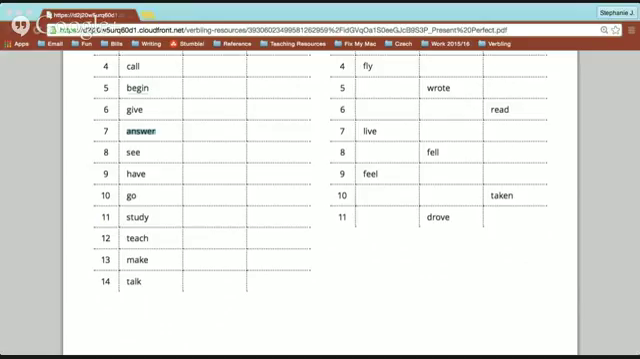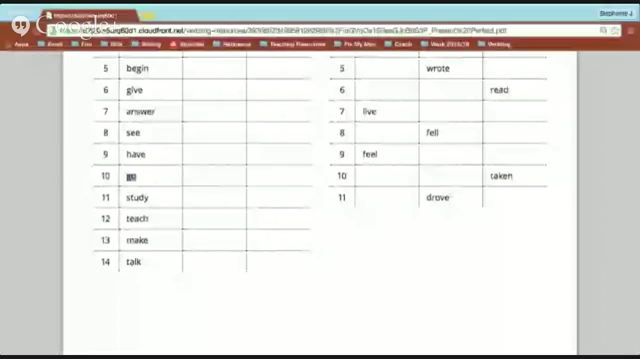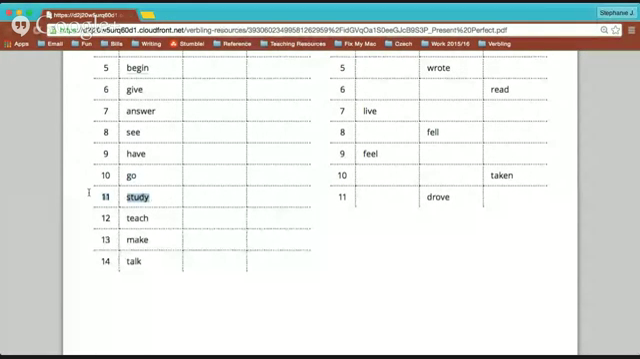How about the verb answer? It's a regular verb. Yes, it's regular, so the past participle will take the ed ending, the same form as the past. Excellent. Number 8, see. Saw and seen. Very good. How about have? Had. Very good. And go. Went, gone. Excellent.